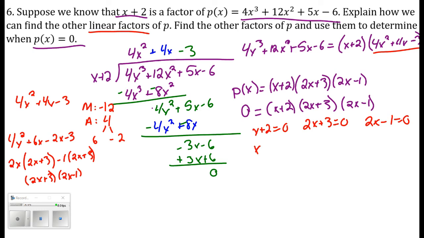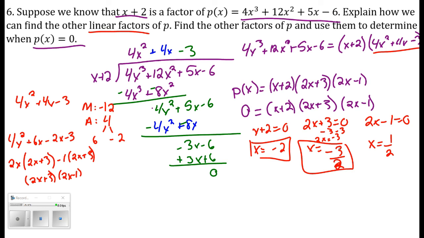Then we get x equals negative 2, and 2x equals negative 3, so negative 3 over 2 equals x. Add the 1, divide by 2, and x equals a half. So our three solutions to p of x equals 0 are x equals negative 2, x equals negative 3 halves, and x equals 1 half.